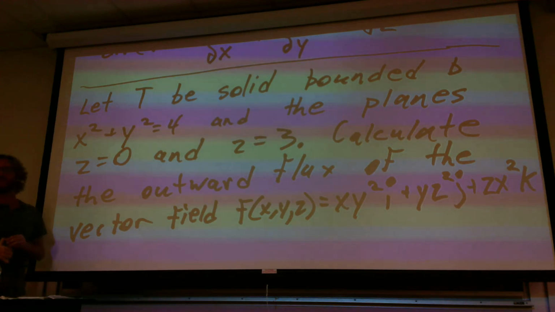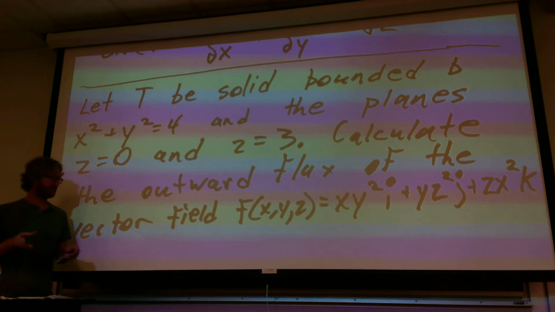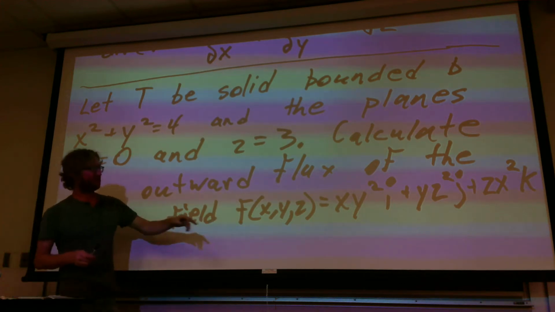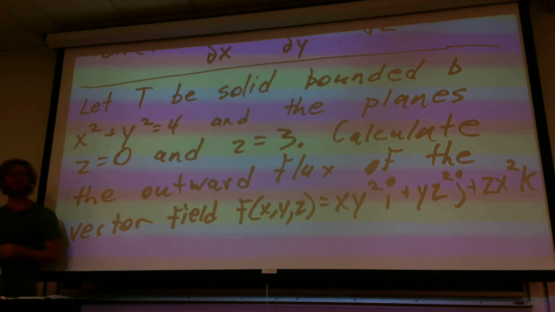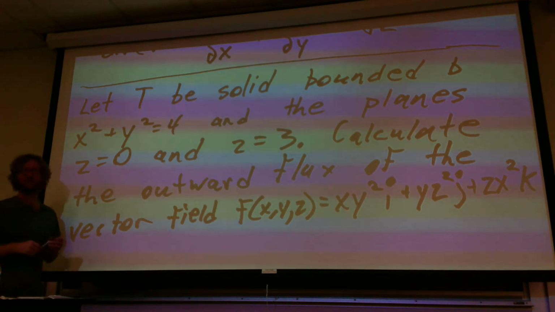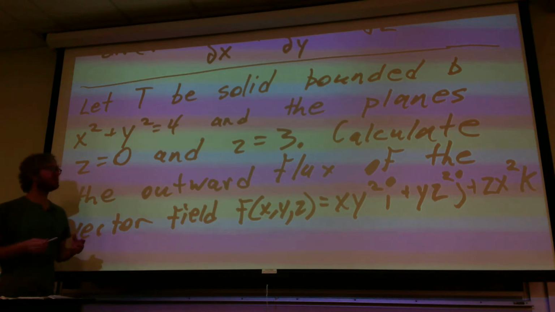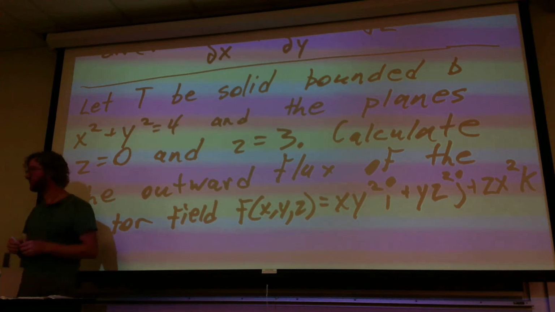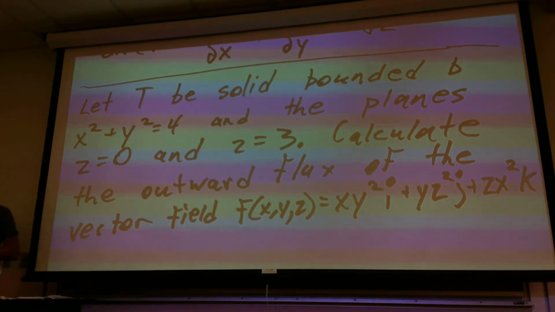So the first thing we need to do on this problem is consider what solid we're actually dealing with, and then calculate the divergence of this vector field. If we have a solid bounded by x squared plus y squared equals 4, that is a circle with a radius of 2. So we have a circle in the xy plane with a radius of 2, bounded by z equals 0 and z equals 3.